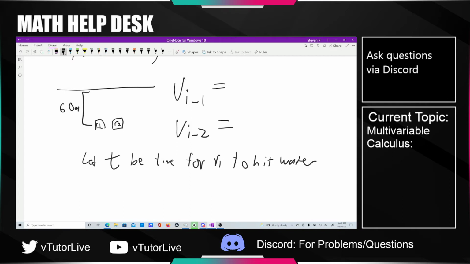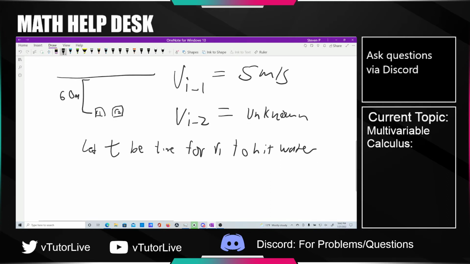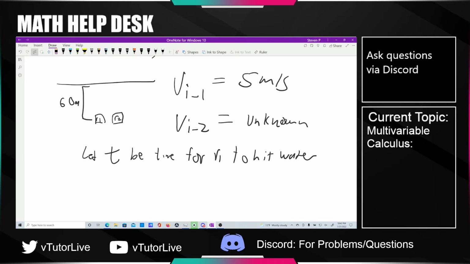Okay. And what else do we know? The first stone was thrown with a speed of 5 meters per second, and this one was unknown. Okay. I guess so far so good. Give your answer to one significant figure. Okay, let's see how to do this. I think it's pretty similar to the last problem. They both reached the river at the same time, and we know the distance.